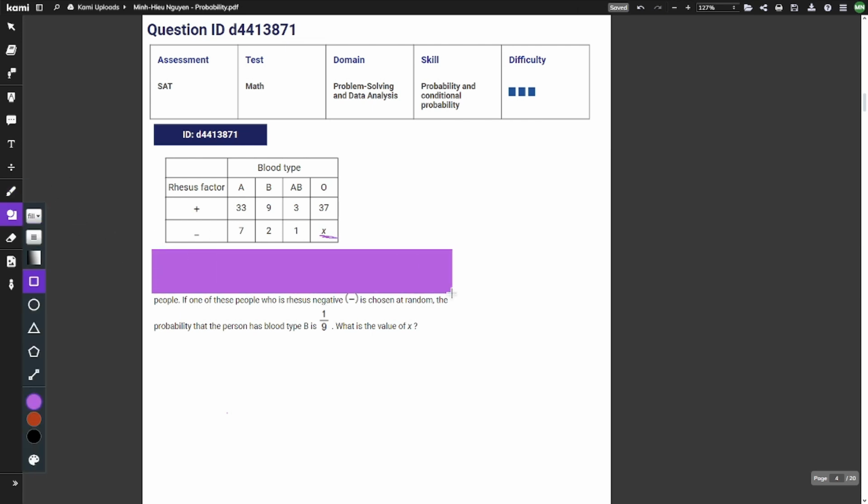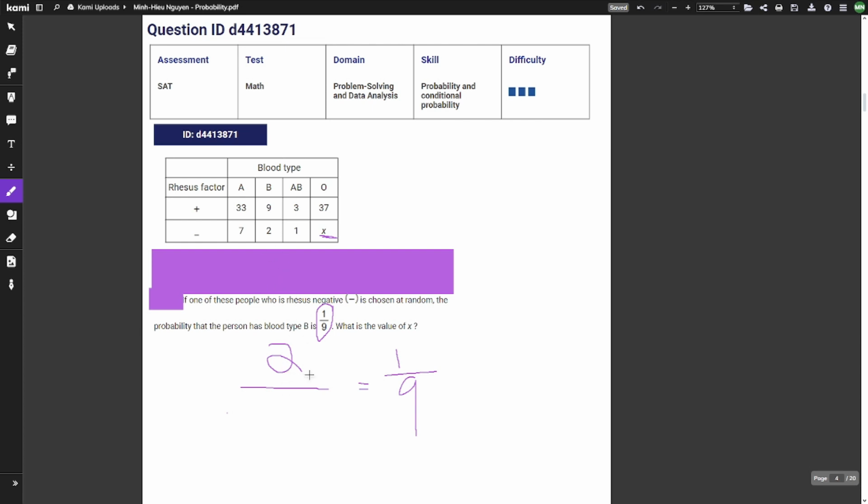So first things first, I'm going to block all that out, because I don't like looking at words. And of course, we know that this is our ratio, so I'm going to set it equal to 1 over 9. And same thing, 2 over, but instead of substituting y for our total, we just know that the total is all of these numbers added together. So just 7 plus 2 plus 1, which is 10, plus x. Now you can just cross multiply and find that x is equal to 8.